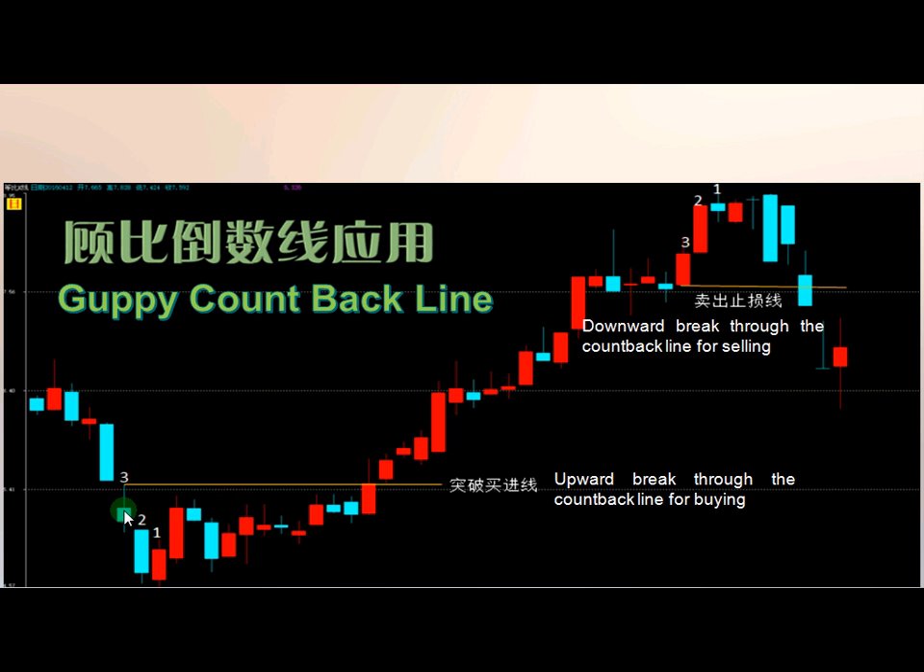So we can see another one. So this one is the upward break through the count back line for buying. We can confirm that this is the count back line. So if you see the price upward break through the count back line, this is the buy point. Okay? But where's the sell one? So this method you can use, you can check, you can practice. Use your stock to practice. Okay? So this one, we can see another one is 1, 2, 3.